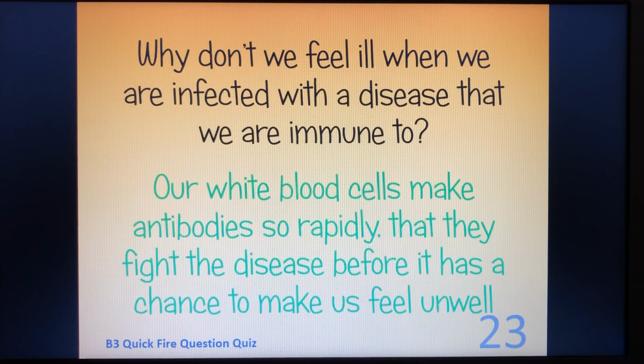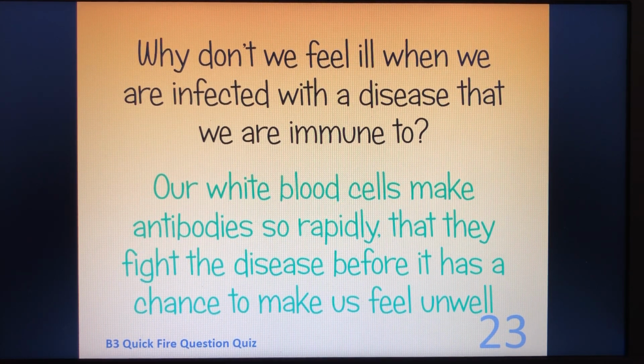And the answer is, our white blood cells make antibodies. These are the lymphocytes that do this so rapidly, really important word, the fact that they do it in a very quick way, that they fight the disease before it has a chance to make us feel unwell. So we still get infected with the disease, but our white blood cells, those memory cells, are ready for action. And they make antibodies so quickly that they're fighting the disease before we even feel any effect of the disease. Quite a key point there, okay? That's a good one.